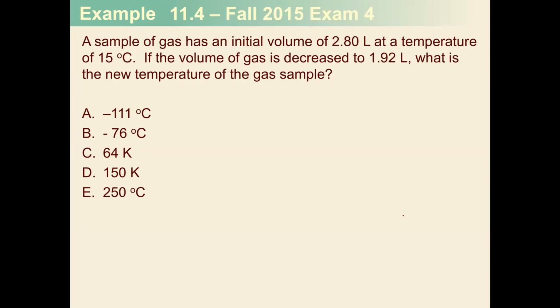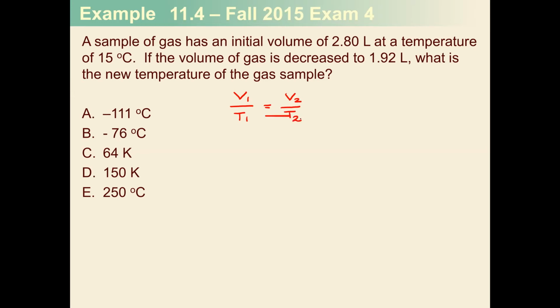So let's try this example. A sample of gas has an initial volume of 2.8 liters at a temperature of 15 degrees C. If the volume of the gas is decreased to 1.92 liters, what is the new temperature of the gas sample? Before we do any calculations, we need to not only identify the variables, but also look at how we are going to use this equation. So first things first, we know that we need the equation V1 over T1 equals V2 over T2.